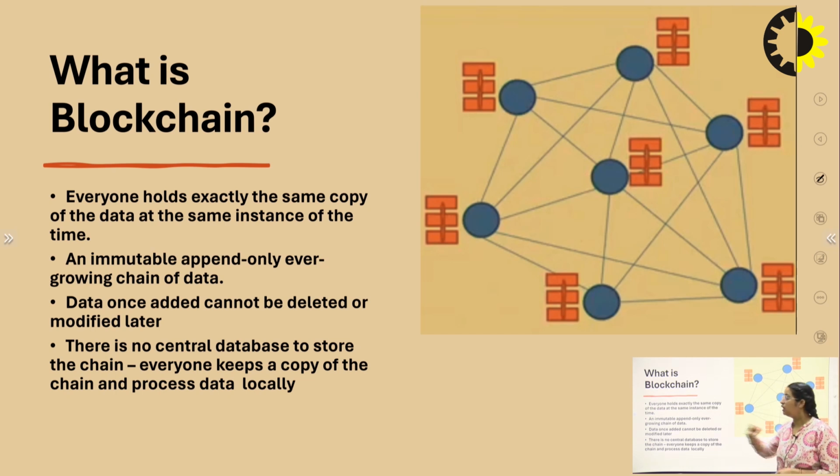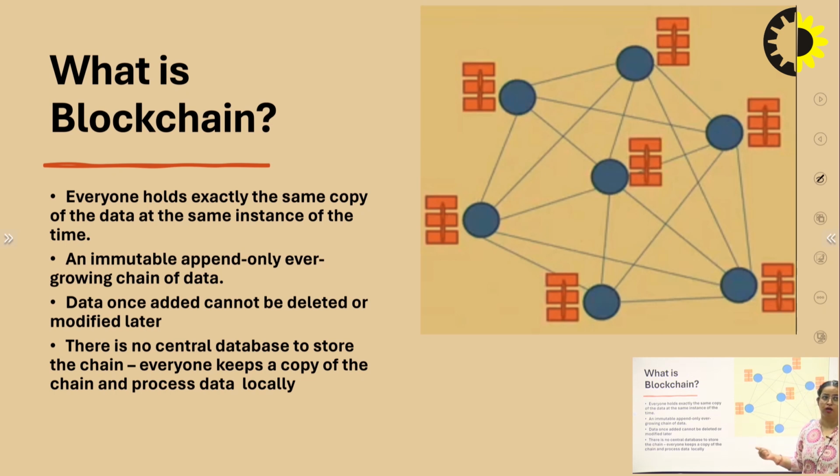Blockchain means everyone holds exactly the same copy of the data at some instance of time. This is the repository where data is stored, and you can see that every node has the same type of repository. That means every node has the same data, or everyone holds exactly the same copy of the data. This is one of the most important features of blockchain.